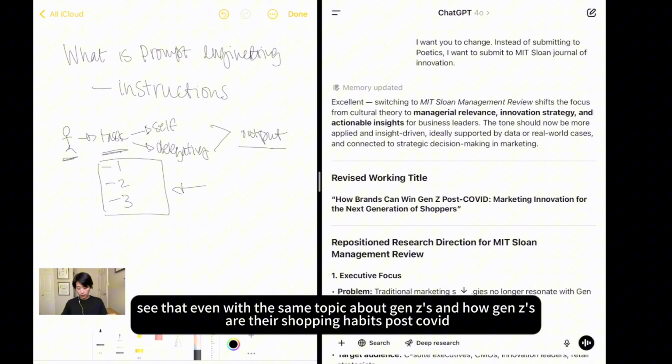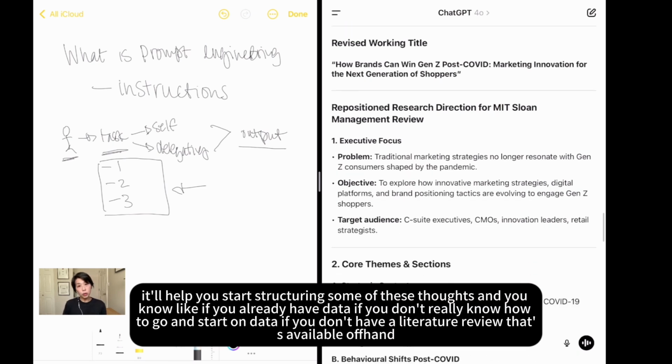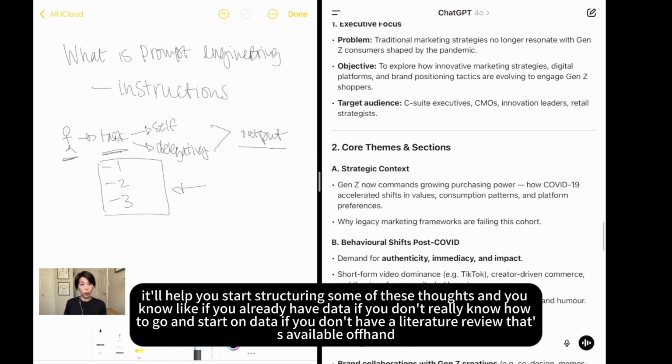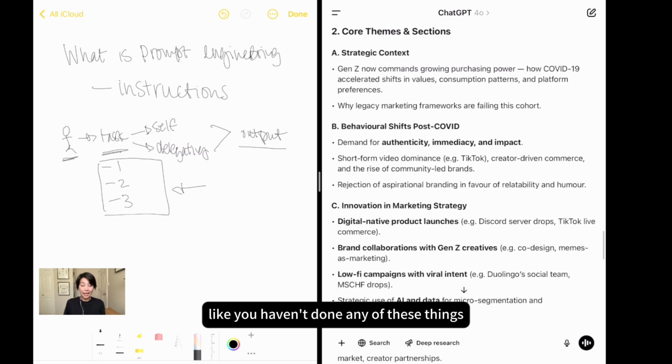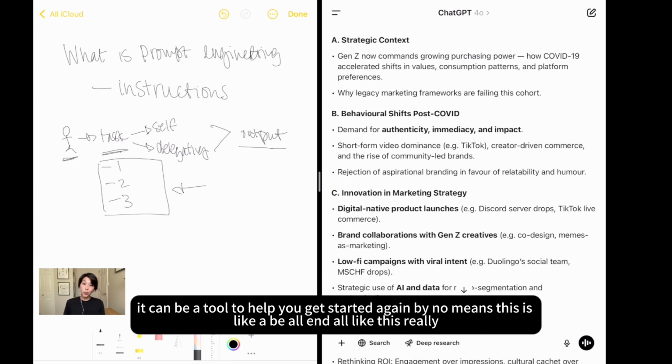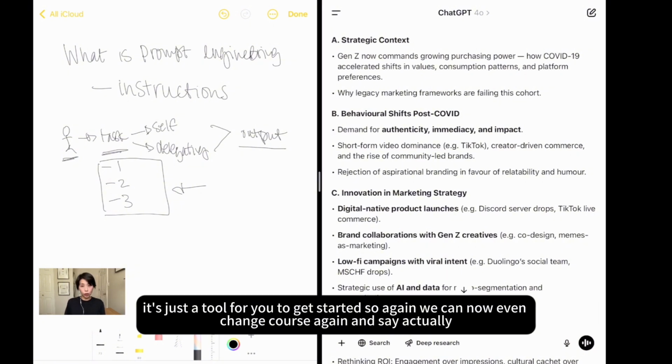So you can again see that even with the same topic about Gen Zs and their shopping habits post-COVID, it'll help you start structuring some of these thoughts. If you already have data, or if you don't really know how to start on data, or you don't have a literature review available offhand, it can be a tool to help you get started. Again, by no means is this a be-all end-all. This really is just a tool for you to get started.